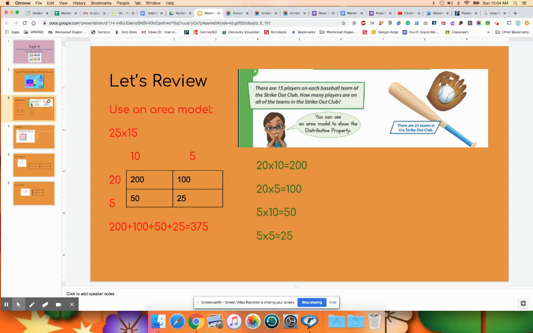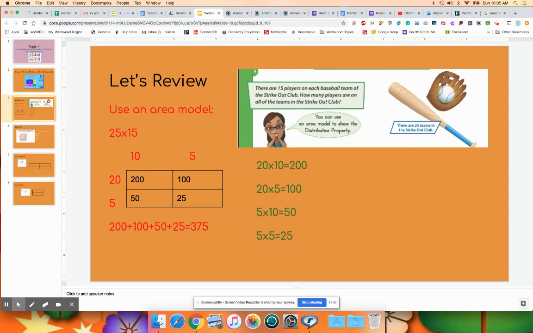All right, so it's lesson 4-5. So let's just review. This is a problem from the book. There are 15 players on each baseball team of the Strikeout Club. How many players are on all of the teams in the Strikeout Club? And if you look over here, there are 25 teams. So we have to do 25 times 15.